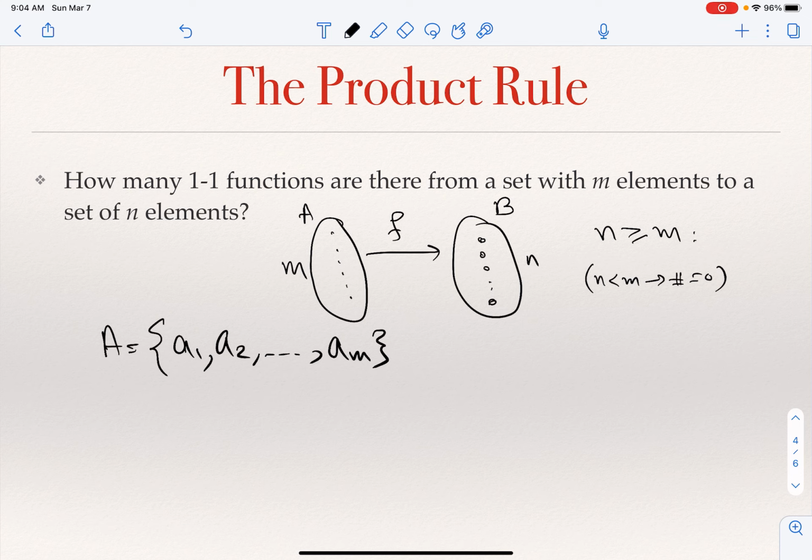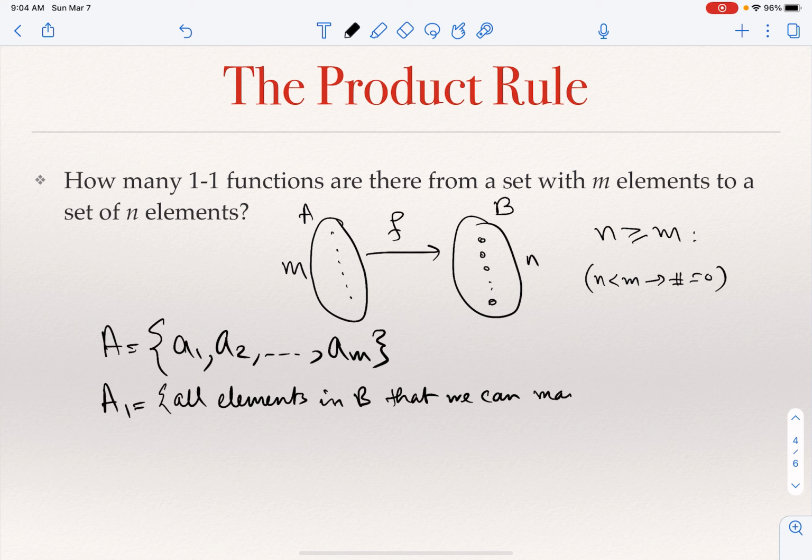So now I know that, and let me look at the set of all elements in B that we can map A1 to. So I ask, what's the cardinality of this set?